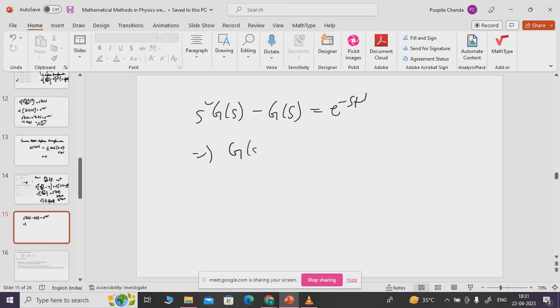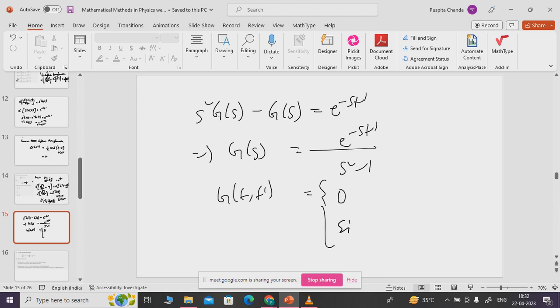So Gs will be e to the power minus s t dash over s square minus 1. So this will give us a hyperbolic function, which is 0 and sine hyperbolic t minus t dash. It is 0 for t less than t dash, and sine hyperbolic for t greater than t dash.